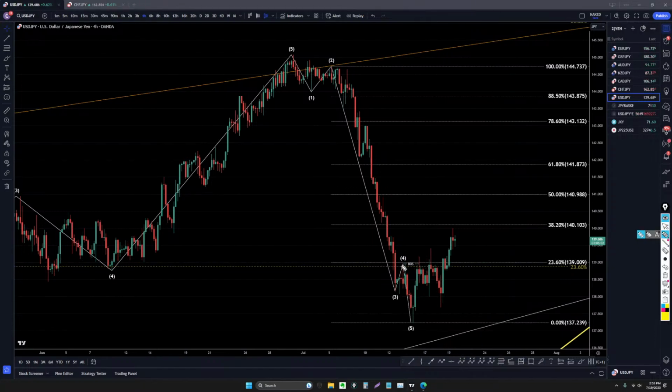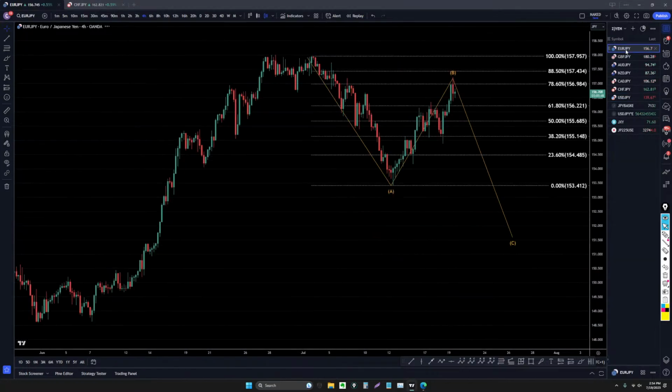We definitely got a break of structure right here, and we definitely got a higher low, so I think that tells me that this whole downtrend is complete. So I think that we're going up probably to one of these fib levels. So I would definitely primarily be looking for longs for sure.